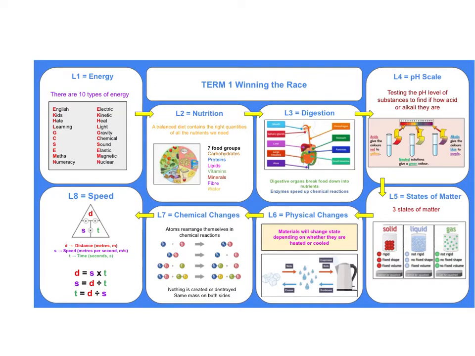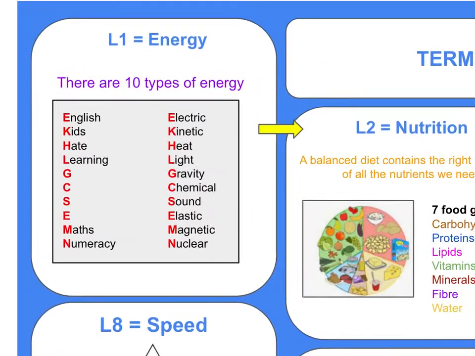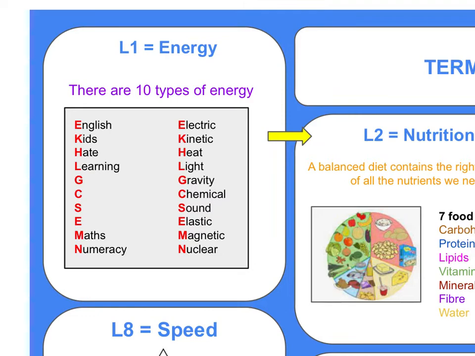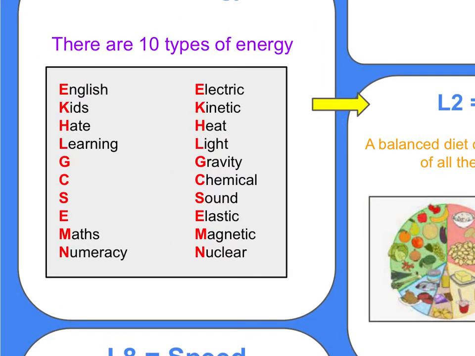Okay, here we are with Term 1, winning the race for Year 7. There are 10 types of energy for Lesson 1. Electric, kinetic, heat, light, gravity, chemical, sound, elastic, magnetic and nuclear. An easy way to remember these is English kids hate learning GCSE, maths and numeracy.